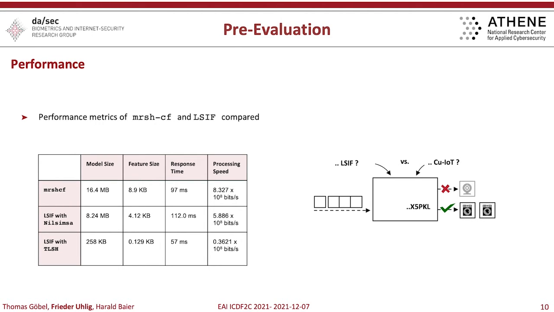And early on we did a very short performance test and were able to see that our implementation of Elsif with NIL-SIMSA and TLSH performed a bit faster. TLSH, developed by Trend Micro, was king of the hill. It was very, very fast. It also, as we can see in model size and feature size, doesn't take up very much space for the filter, and it has a rather quick response time. MRSH-CF has a rather quick response time as well, but it's just about battling for second place with NIL-SIMSA.